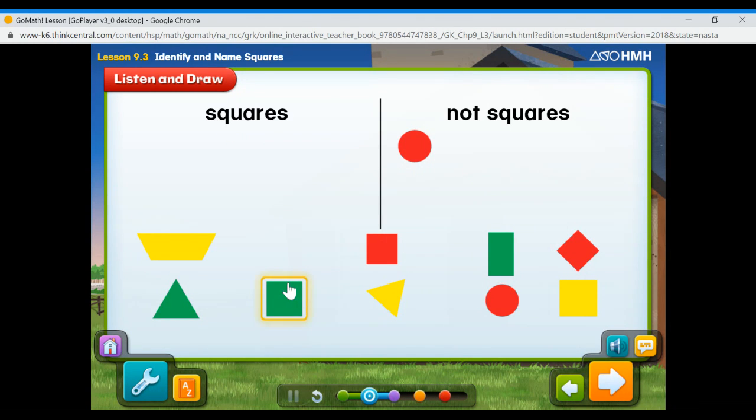Right here, you see this green shape. It has 1, 2, 3, 4 sides and 1, 2, 3, 4 corners. And this is important. Take a look at how long all the sides are. They look like they're all the same size. So that means it's a square. Let's go ahead and try to put it in the squares column. Perfect.